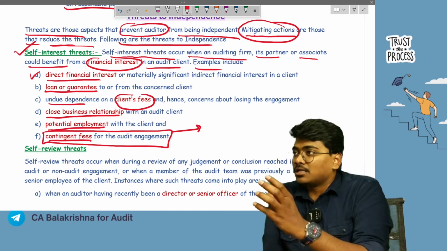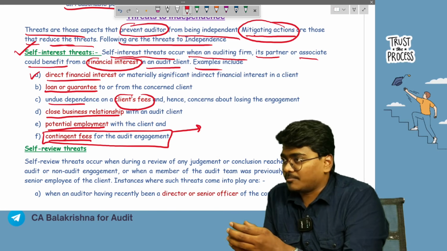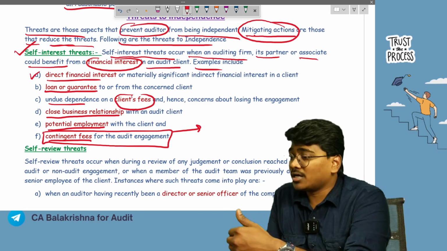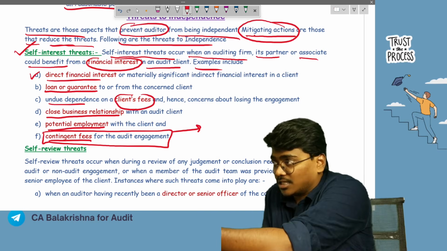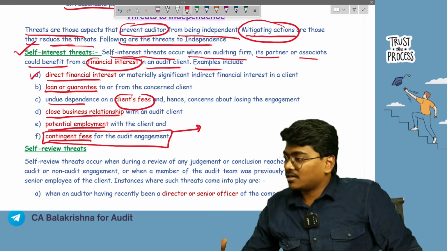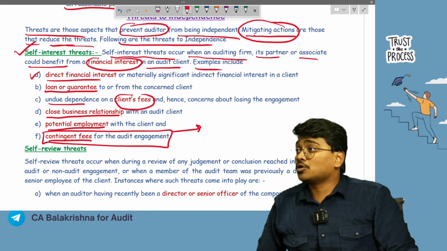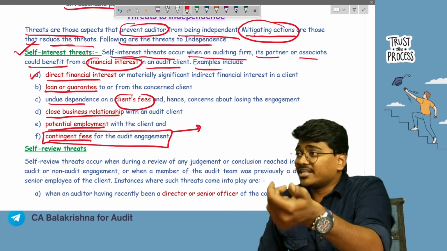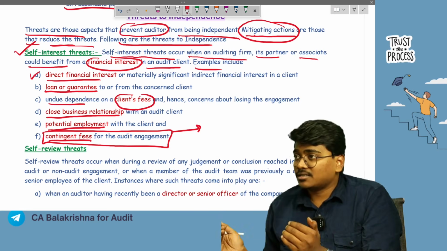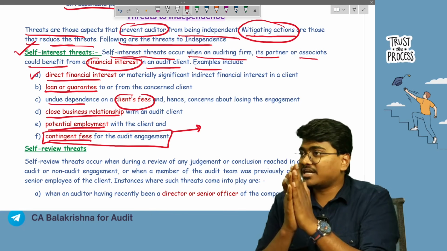Yeah, that means for doing a particular service, you haven't fixed a fee. The fee that the client will pay you will depend on the results of the engagement. That means the client can say to you, if you find this many misstatements, I will give this much amount of fees. So in this, the fee is linked to the amount of misstatements. In case of audit, the fee should never be a contingent fee. There should be a fixed fee.